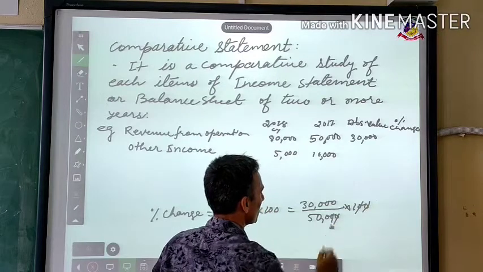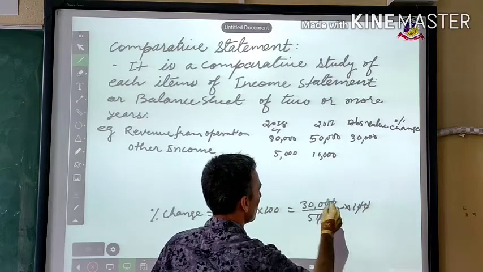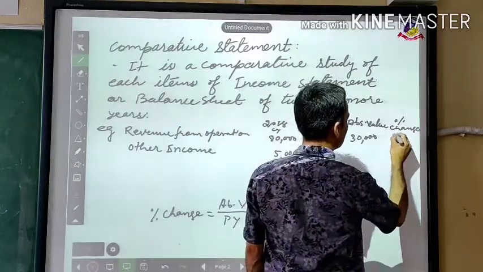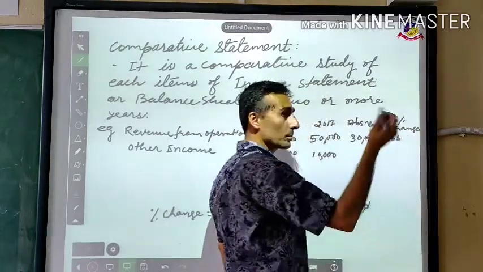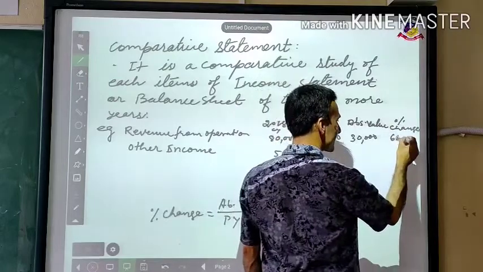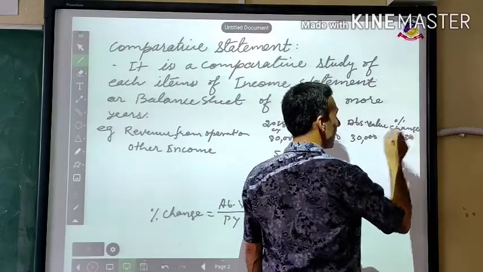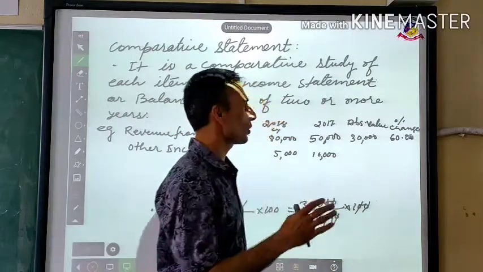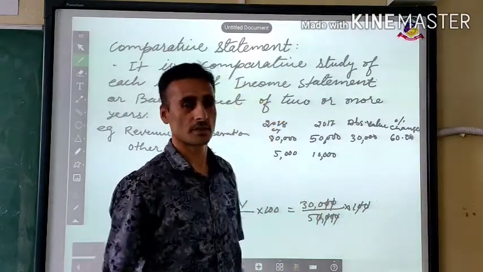The zeros cancel. 5 into 12 is 60. So here you get 60. So we don't write 60 percentage. We'll write 60 point, at least minimum 2 decimal points. So 60.00. That's 60%.